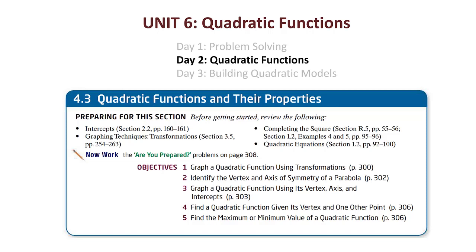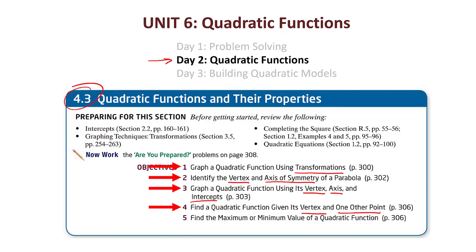Welcome. We are in Unit 6 on quadratic functions, and today we cover Day 2, quadratic functions. We are in 4.3 of the book, and we will cover 4 objectives. Graph a quadratic function using transformations, identify the vertex and axis of symmetry of a parabola, graph a quadratic function using its vertex, axis, and intercepts, and then find a quadratic function given its vertex and one other point.